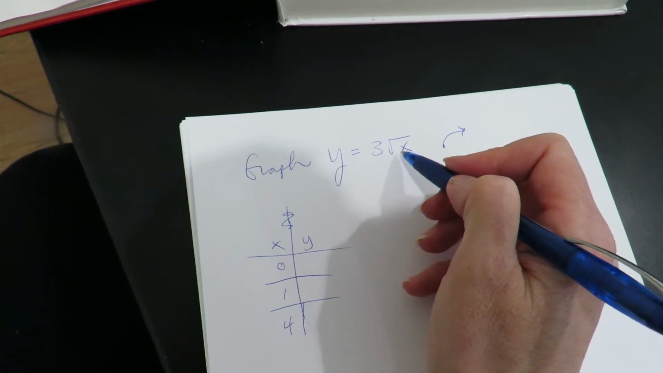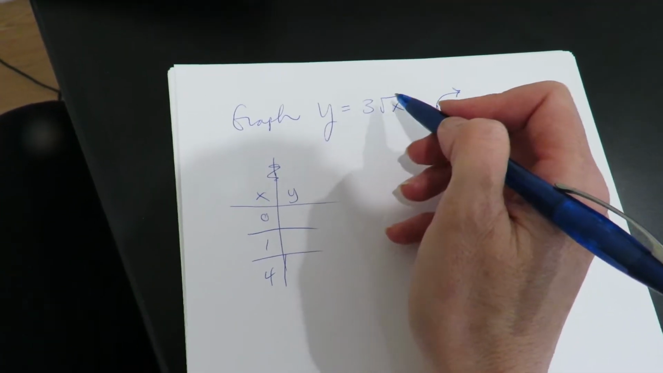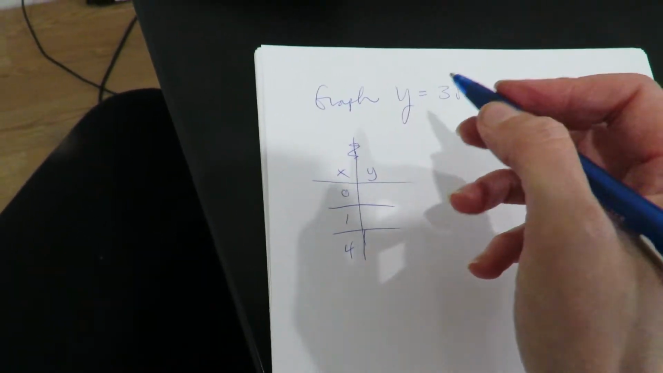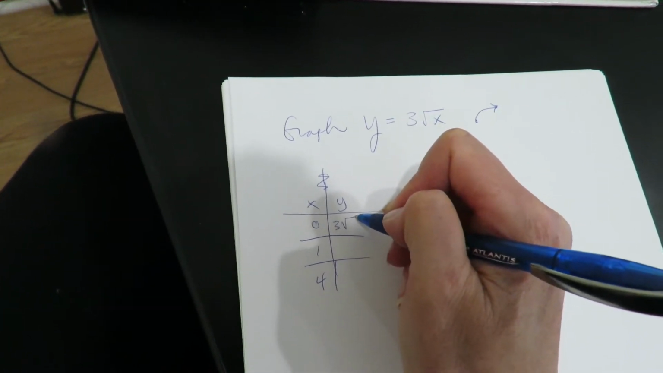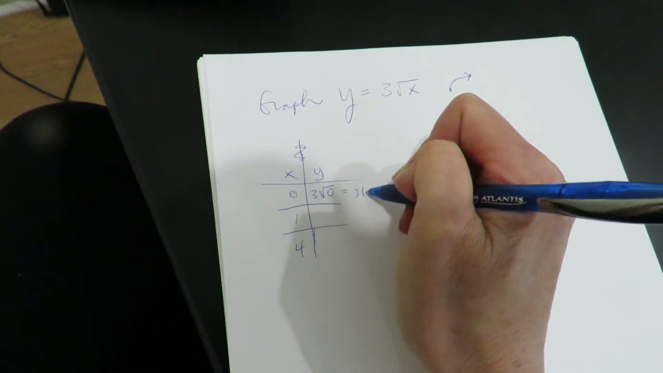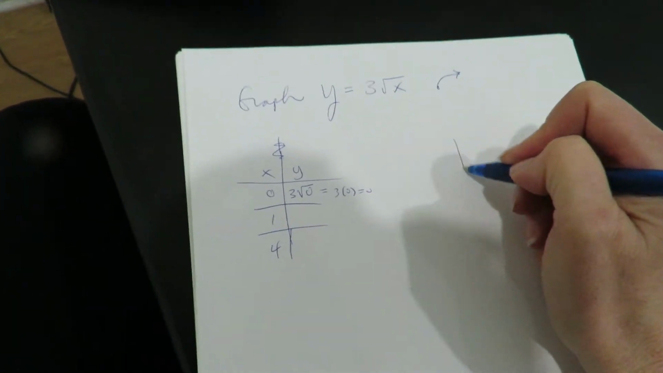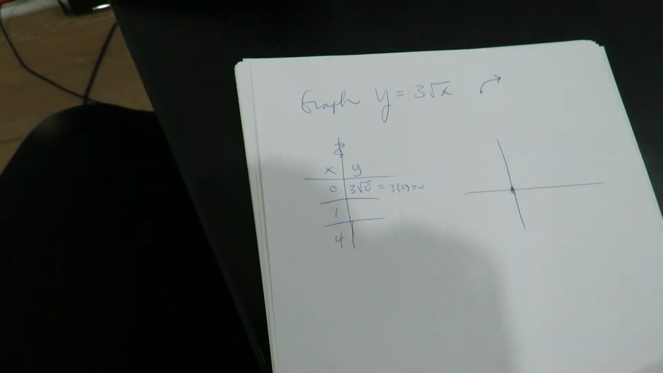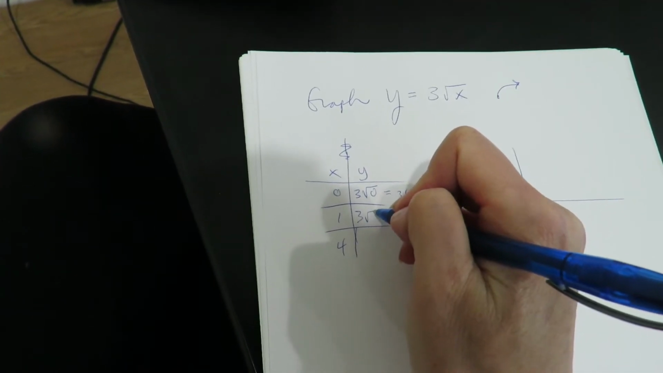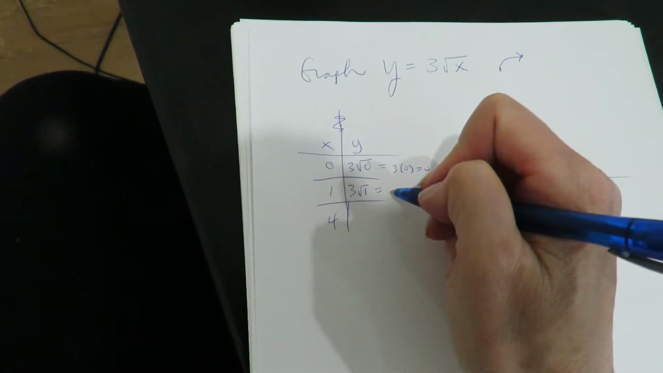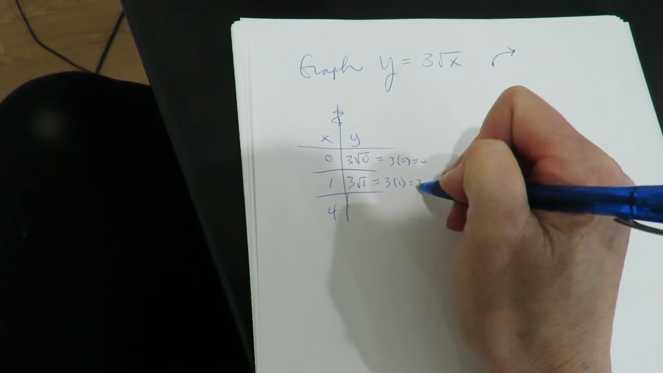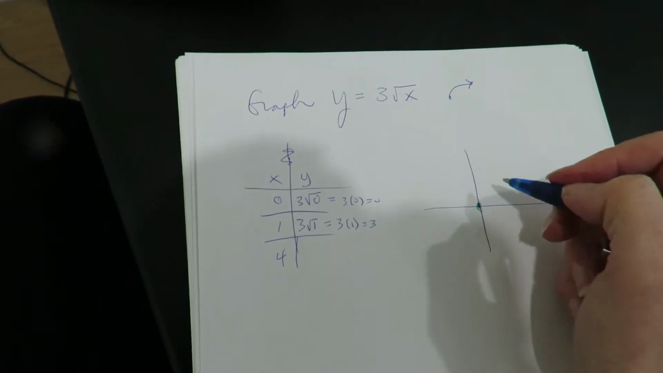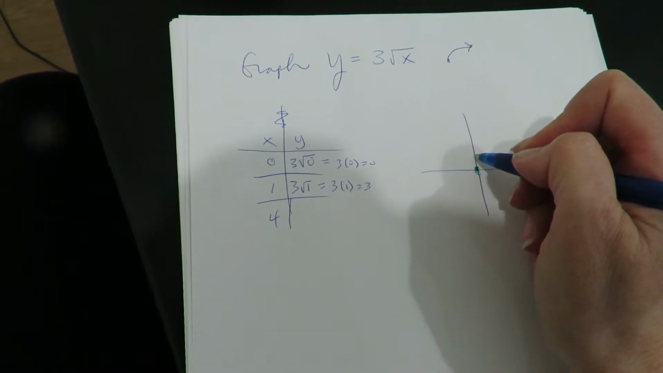All right, so what we're going to do is everything that comes out of the radical is going to be 3 times larger, and that's why it's a vertical stretch, right? So if we do 3 times the square root of 0, that's 3 times 0, which is 0. Okay, so that guy's not going to do much for us. All right, if we put in a 1, the square root of 1 is 1, so that's 3 times 1, which is 3. So it would have usually been at a height of 1, but now it's at a height of 3. So now you see where it's stretching.